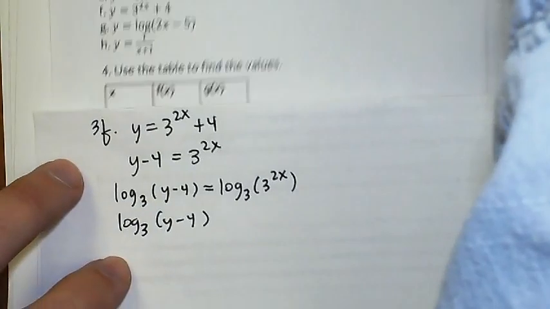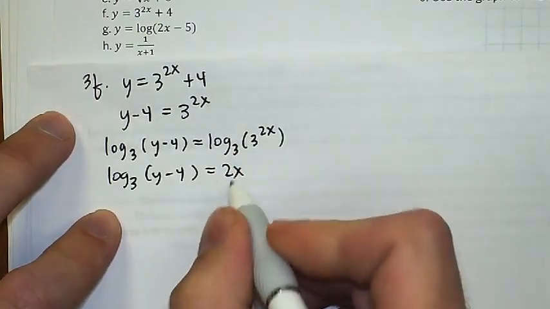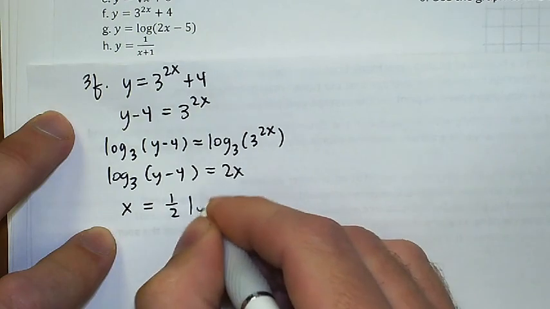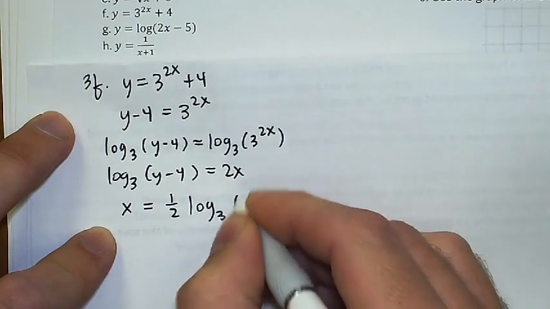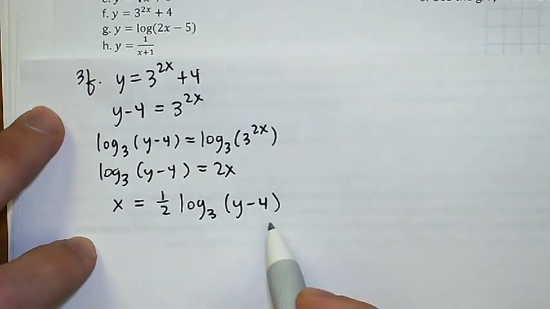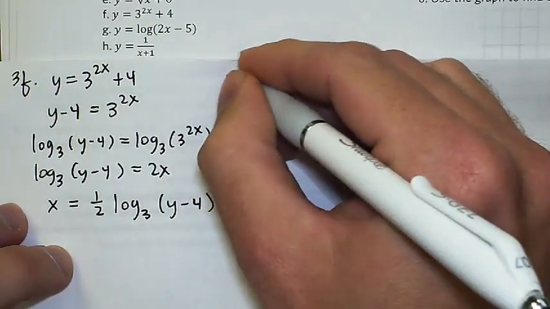Let's scoot this up a little bit. And I could solve for x by dividing by 2. Okay, and that's a formula that gives x in terms of y. All right. I'll be able to fit all 3 of these on this scrap of paper.